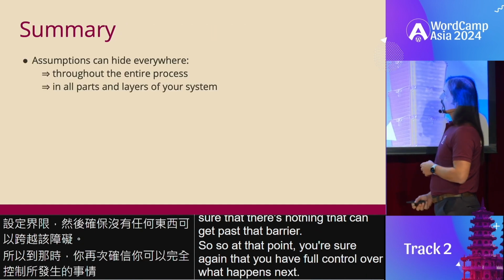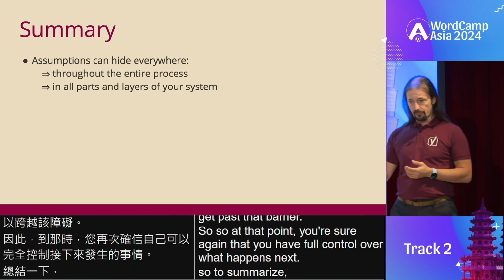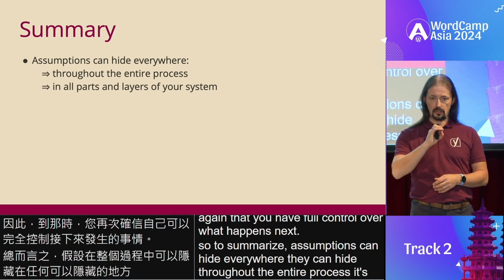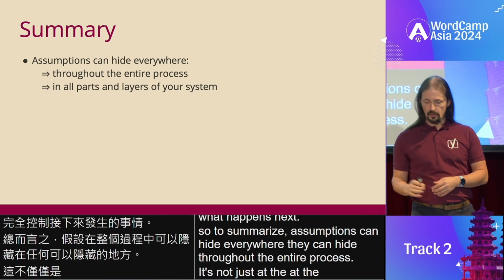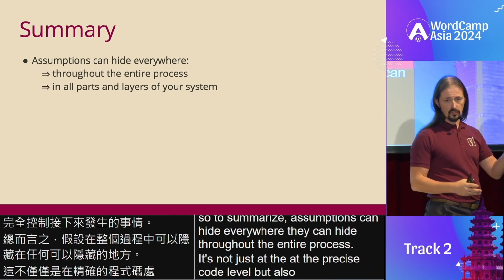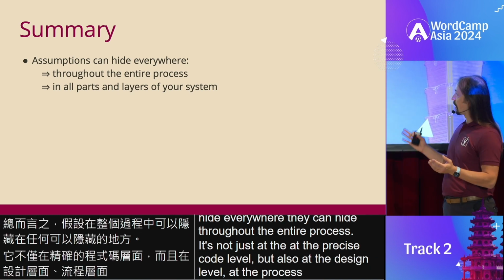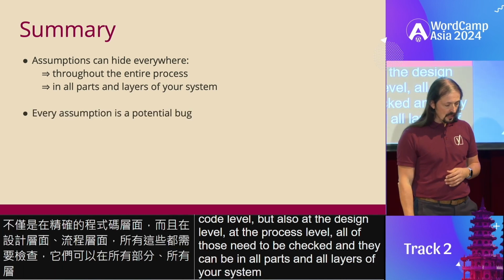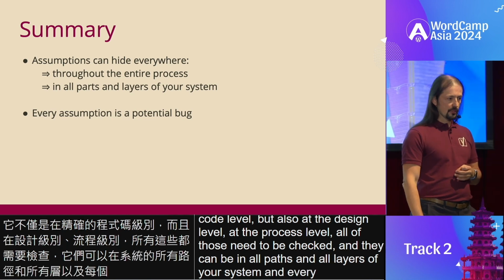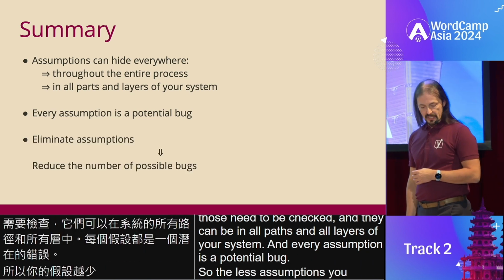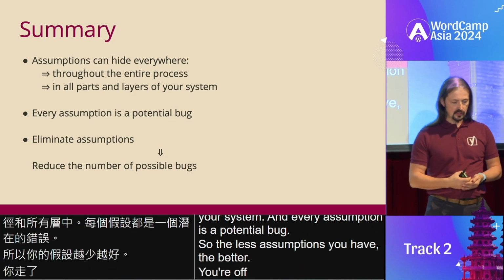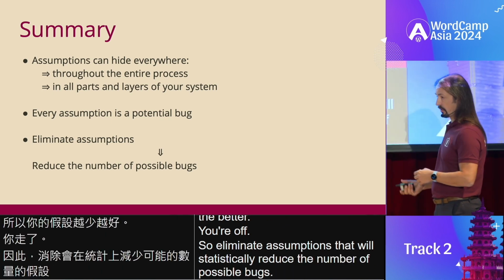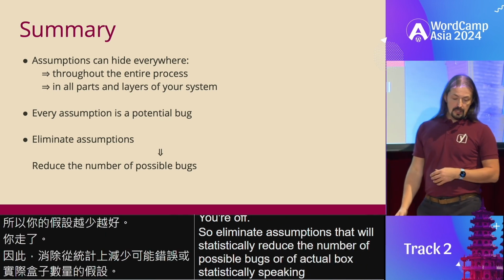So to summarize, assumptions can hide everywhere. They can hide throughout the entire process. It's not just at the precise code level, but also at the design level, at the process level. All of those need to be checked. They can be in all parts and all layers of your system. And every assumption is a potential bug. So the fewer assumptions you have, the better off you are. Eliminating assumptions will statistically reduce the number of possible bugs, of actual bugs, statistically speaking.